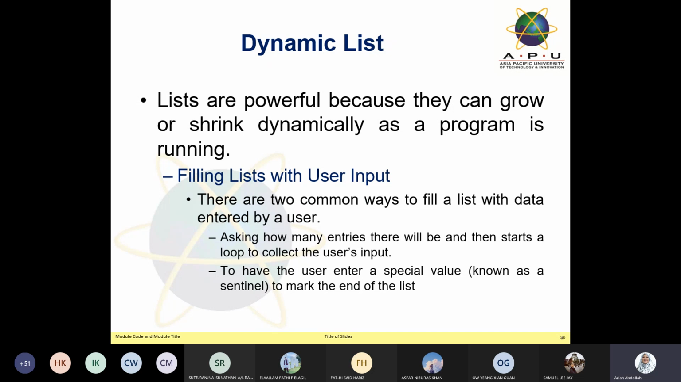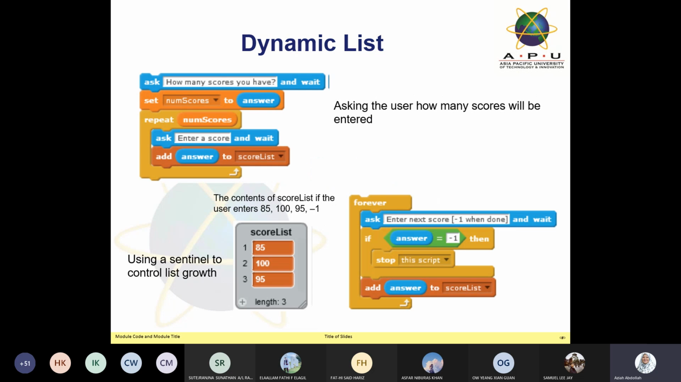You can also ask how many loops you want to have. So you can ask them, insert how many days you want to have. So you put 7, and it will repeat 7 only. Or you can have the user enter a special value to mark the end of the list, so it will stop. So your list will be only up to 7 only. It will not go more than that. That's what we can do in our dynamic list.